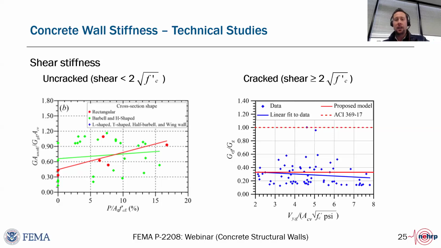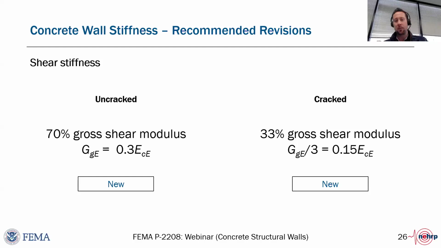And then when you are cracked, which if you're shear controlled would obviously be the more common condition, you similarly don't have a huge variation along the length. So we ended up going with a 0.3. You can see that there's a little bit of a trend there if you plot the shear divided by the area times √f'c, but it's a pretty weak correlation. So the project technical team said, why don't we just average it out? And the recommendation in this technical update was 0.33, or basically a third of the gross shear modulus.